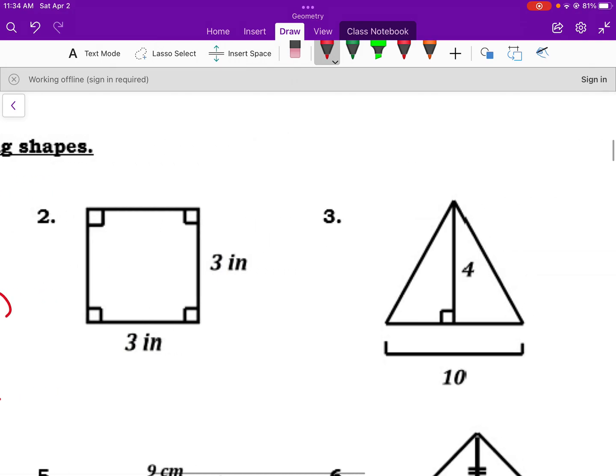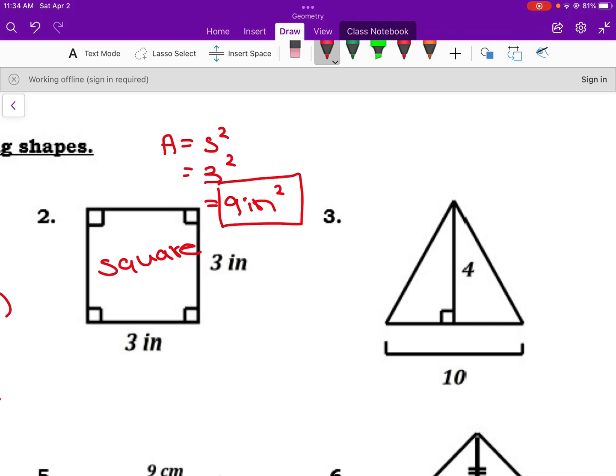Cool. Next one, now we're working with a square. If I look up at my reference, I know that area of a square is just side squared. So I'm just taking 3 squared, which is 9. And then we always answer in terms of units squared. So 9 inches squared.